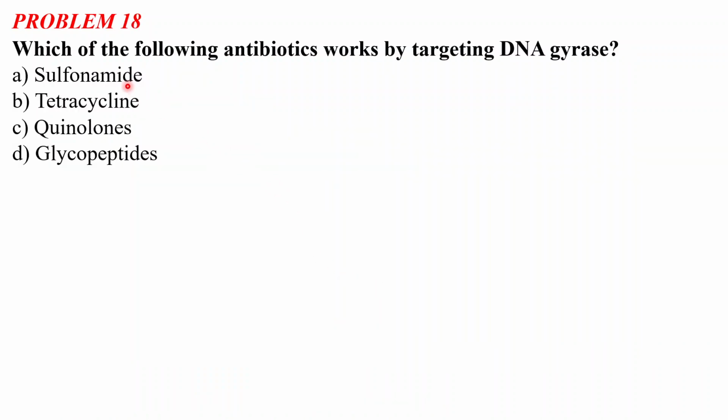Now problem number 18. It says: which of the following antibiotics works by targeting DNA gyrase? Your options are number A, sulfonamide; number B, tetracycline; number C, quinolone; and number D, glycopeptides. Take two to three minutes, then I will show you the correct answer and we will discuss it.